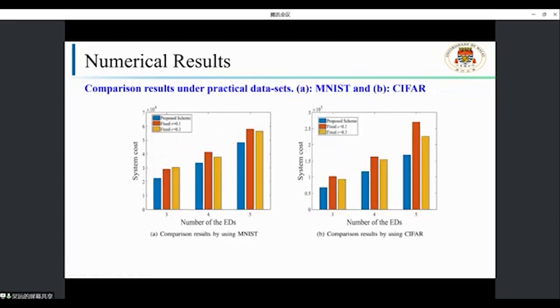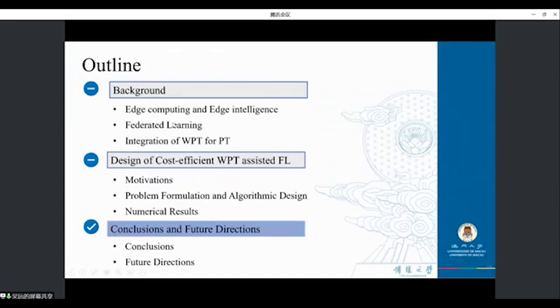And then we also demonstrate the performance of our algorithm based on practical data sets. We use the MNIST data set in this figure and the CIFAR data set in this figure. Both results show that our result can outperform the scheme with the fixed training accuracy, even on practical data sets.